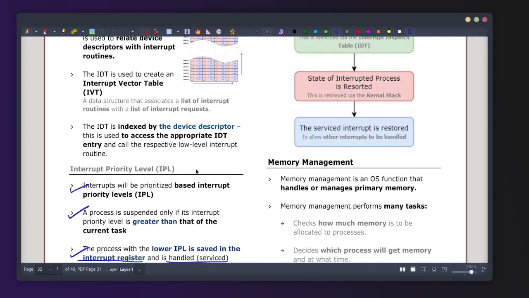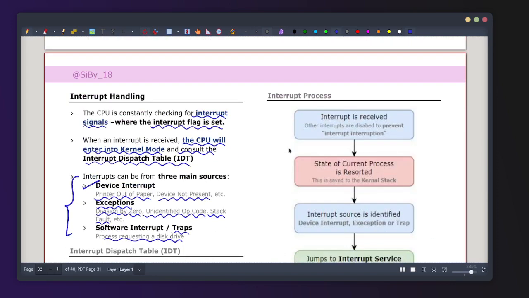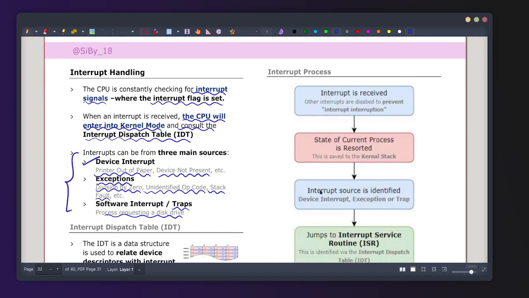We'll understand the interrupt process in a small diagram. Now this diagram is the most important. If the previous part was a bit too difficult to understand, this diagram is what you should understand. First we look at the interrupt process. In the interrupt process, the interrupt is received. That's the first thing that happens. And interrupts with lower priority are disabled to prevent those interrupts from interrupting again.